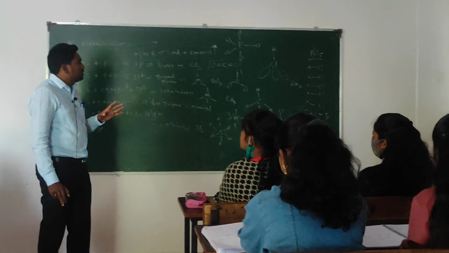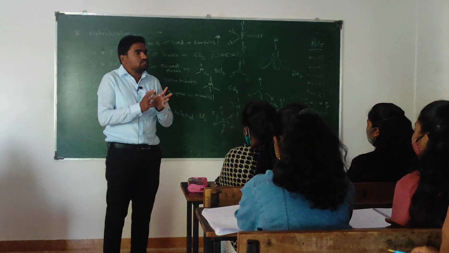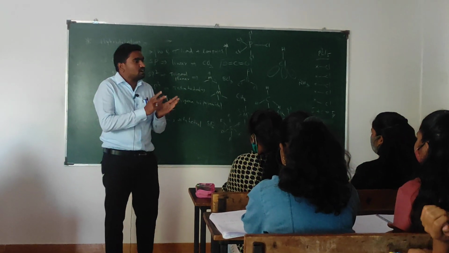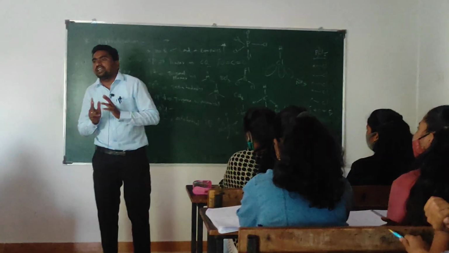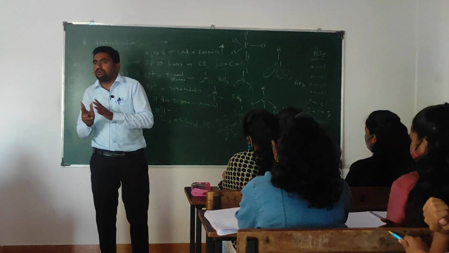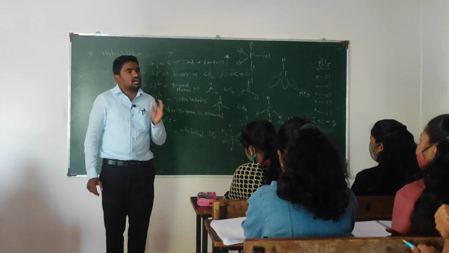Generally we know hybrid plants and hybrid seeds. In the same way, intermixing of two seeds we get hybrid seeds, intermixing of two plants we get hybrid plants. In the same way, intermixing of two orbitals we get a new set of orbitals. Those orbitals are called hybridized orbitals. This process is known as hybridization.